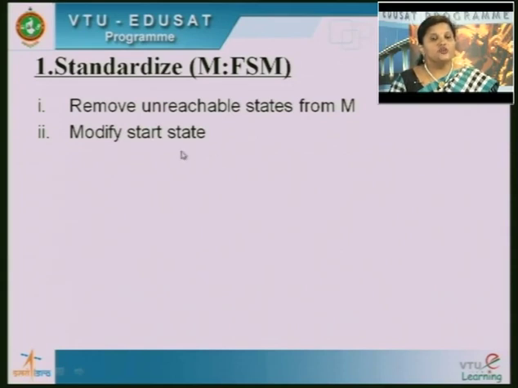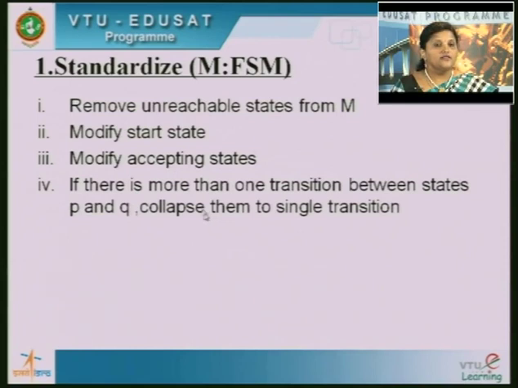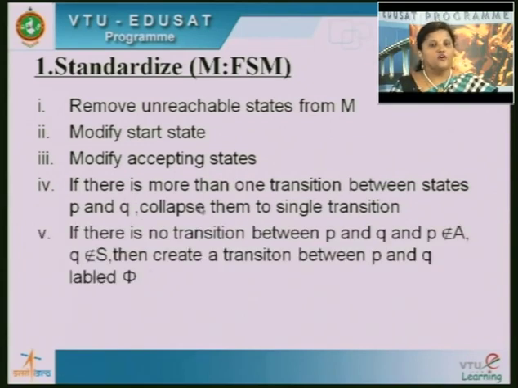In that case, you should modify the start state, and in a similar way, you should modify the accepting states. This is possible when there is more than one accepting state. When there are two accepting states, we will keep them as normal states, and add a new accepting state with epsilon transitions to it. That we have seen. And if there is more than one transition between the states P and Q, we will collapse them to a single transition, that is the collapsing.